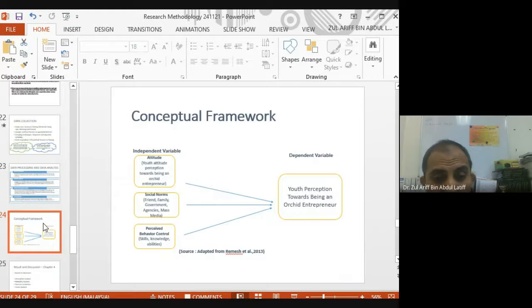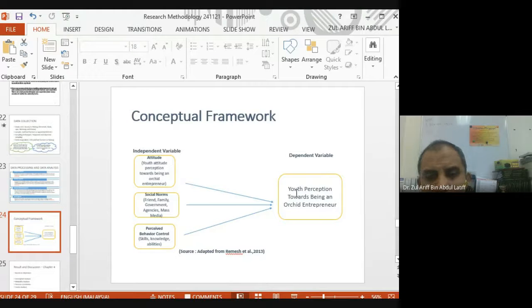Okay, this is the framework. As I said, we delete the one in the center, the intention just now. So we have here the attitude, the norms, and the perceived behaviors, which are all independent variables. And the dependent variable here we said is perception.